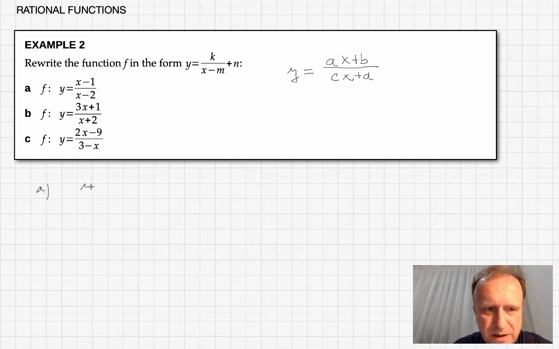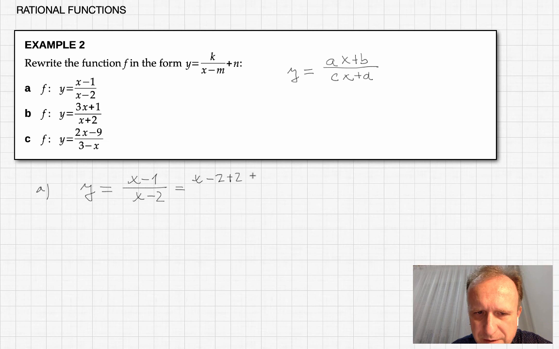So in part A, we have the equation y equals x minus 1 over x minus 2. This is actually a rational function, and all we have to do is to transform it to this form. To do it, I will use some neat tricks. First of all, I will use the trick of trying to replicate the denominator in the numerator. You see that in the denominator I have x minus 2. In the numerator I have just x minus 1. So let me add minus 2 and plus 2 to the numerator as follows.